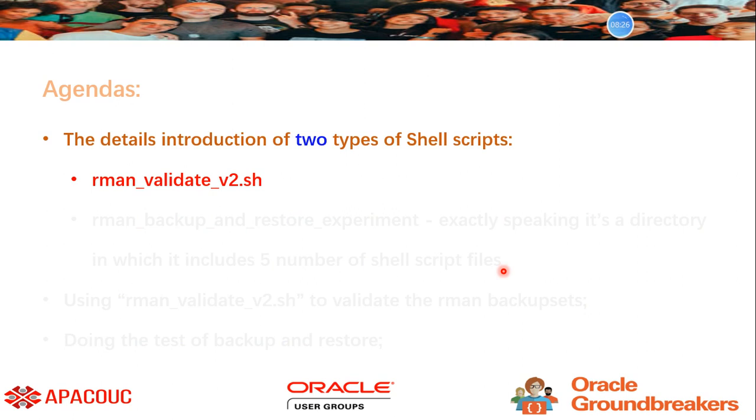Now, let's take a look at the first part in the first section. I will show you some details of this shell script file, RMAN validate version 2.sh.